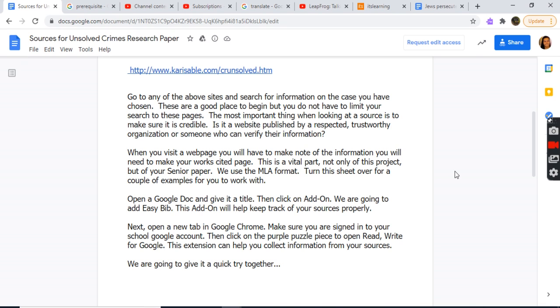your works cited page. This is important, not only for this project, but for your senior paper. We will use the MLA format. Turn this sheet over for a couple of examples for you to work with.